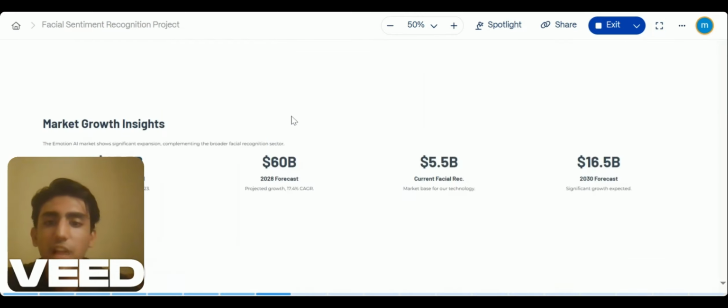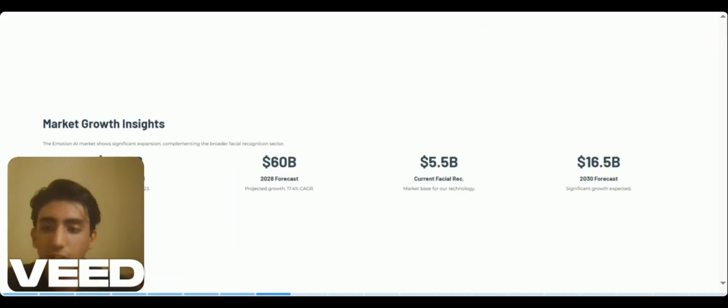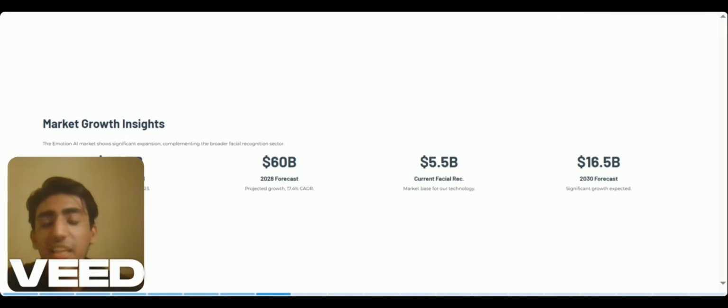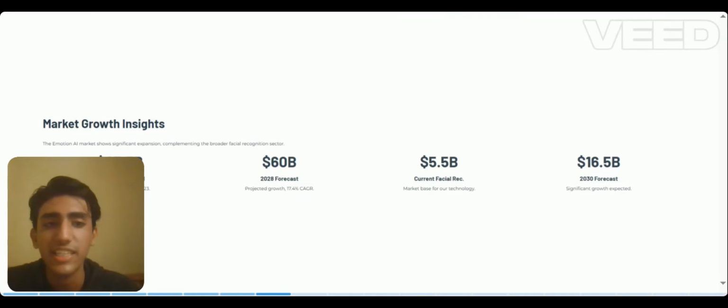Here we just have some figures which are predicted about how much this industry is projected to grow, and so forth. What we have researched is a 17.4% CAGR, CAGR being your compound annual growth rate, of 17.4%, which is huge.